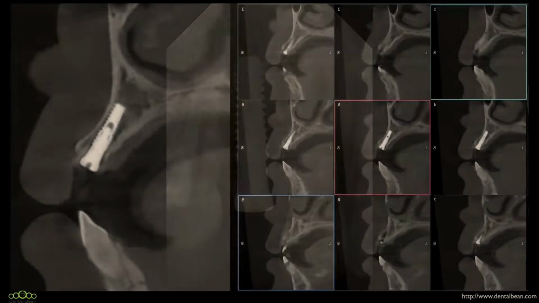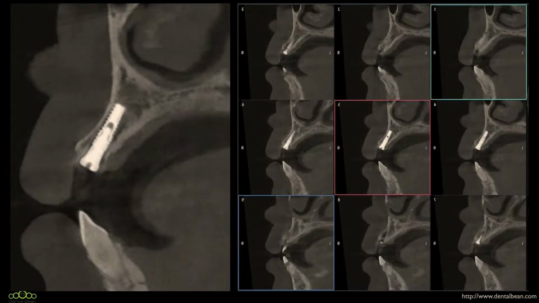In the CT view, it is well positioned. In a type 1 extraction socket, when you start the entry point at the apical third, it will be finished like this. No labial perforation. I didn't grind the palatal bone too much, but still maintained the IBE adequately.